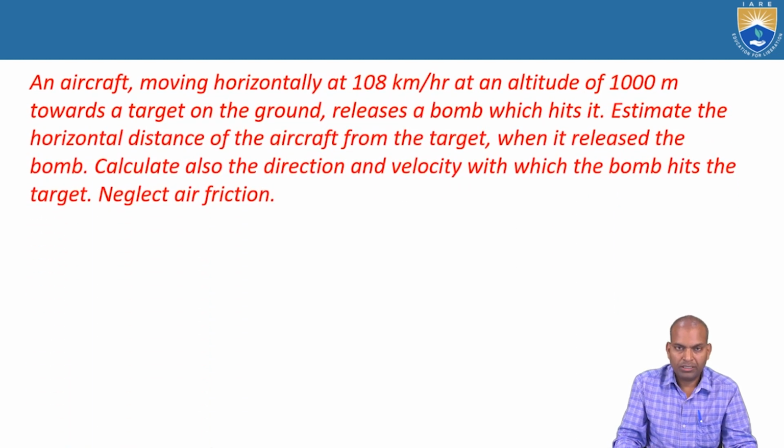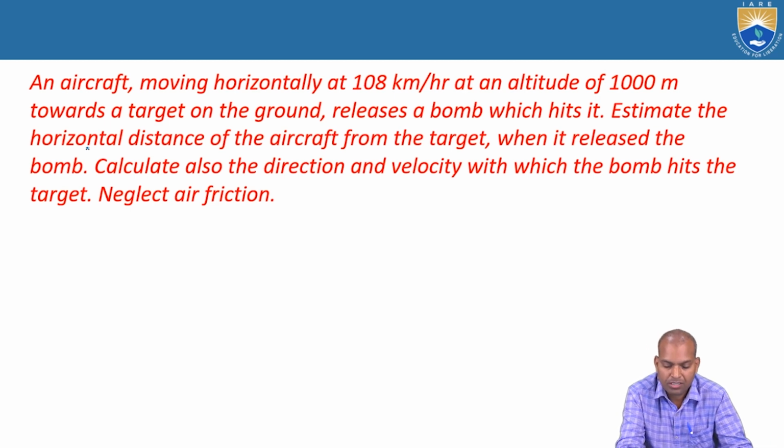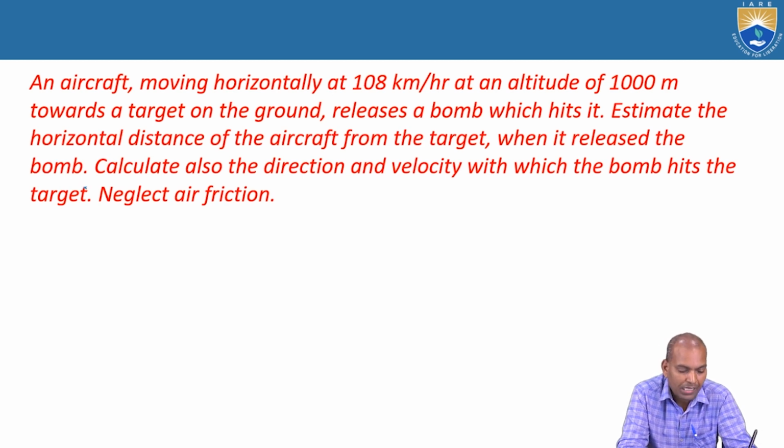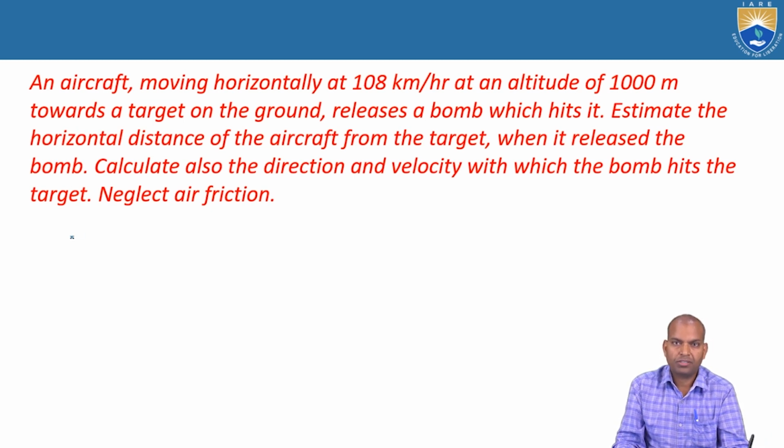Now, coming to solve a problem based on these concepts: an aircraft moving horizontally at 108 kilometers per hour at an altitude of 1000 meters towards a target on the ground releases a bomb which hits it. Estimate the horizontal distance of the aircraft from the target when it released the bomb. Calculate also the direction and velocity with which the bomb hits the target. Neglect air friction.